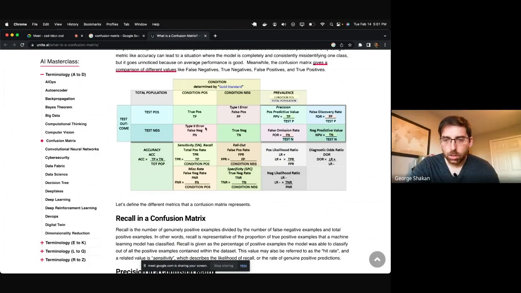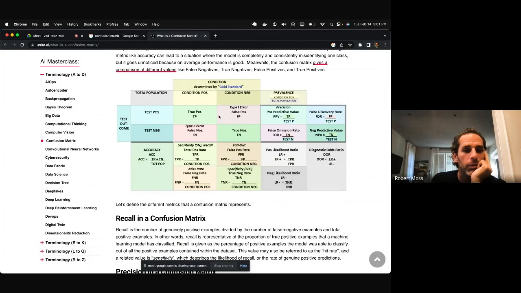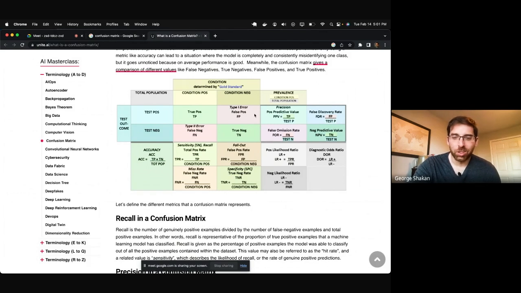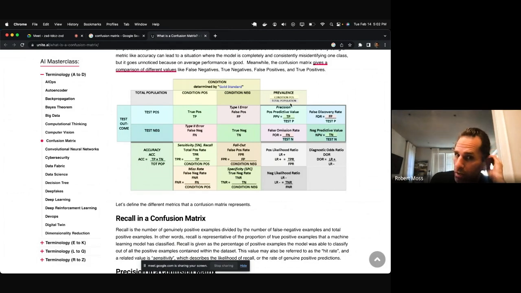Is that right? Yeah, I guess so. Or is it? Okay, so I said precision wrong. Precision is true positives over the total number that you guessed positive. It's the amount you predict correctly over the total number of ones that you tried to guess positive, over the total positive predicted, false or true.